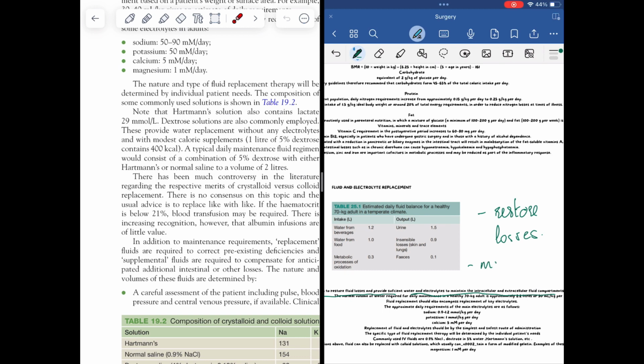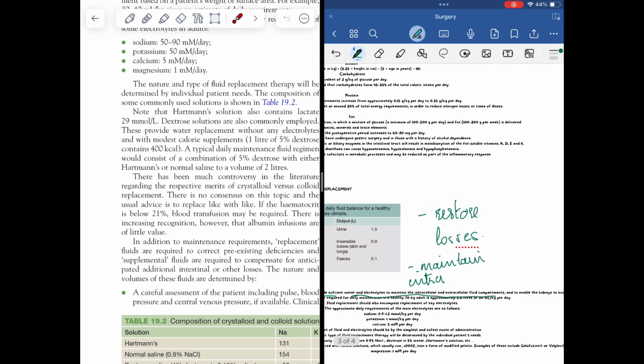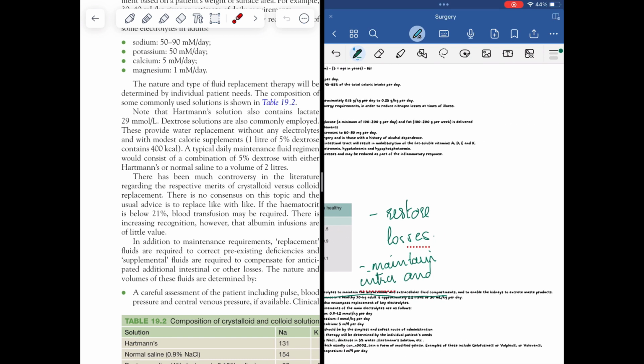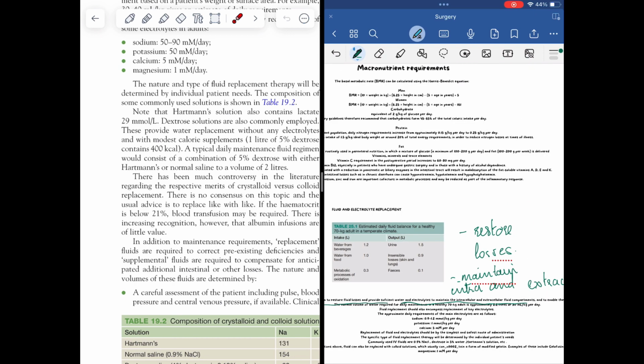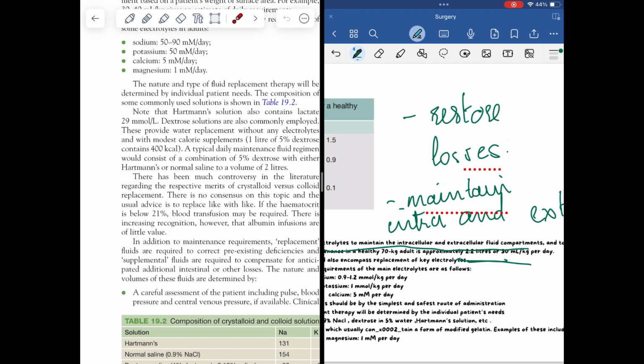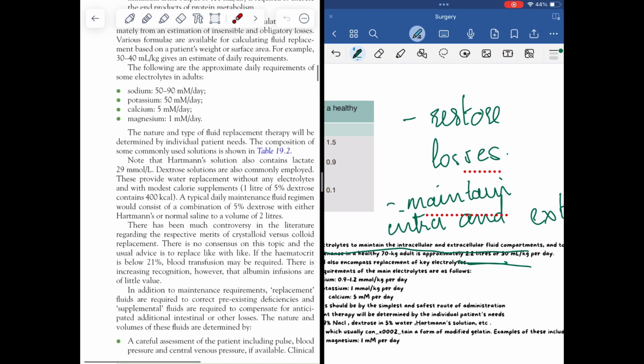It should maintain the intracellular as well as the extracellular compartments. And it should enable the kidneys to excrete the waste products. So the normal volume of water which is required for daily maintenance in a healthy adult, 70 kg adult, is approximately 2.2 liters or 30 ml per kg per day.